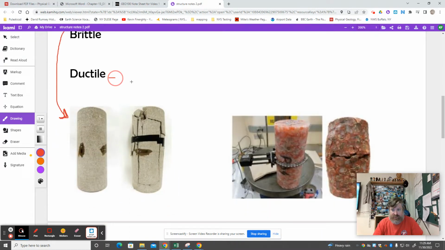Now your book shows this as an example. This actually has both. Can you see how once it was put under that compression, it got kind of blown out on the sides here? It got a little rounder. So that's the ductile deformation. And the book does say this: it deformed ductily before deforming brittly there. So that did a bit of both, right?